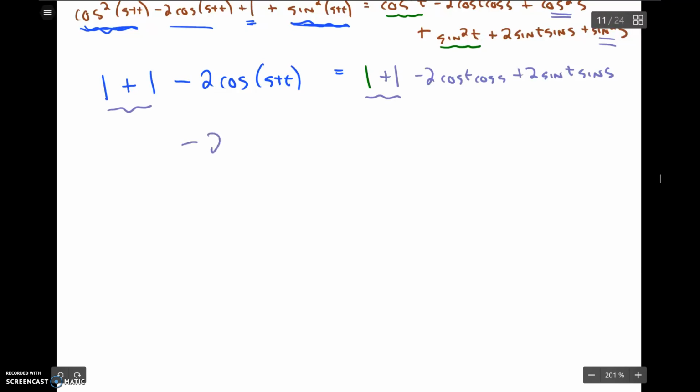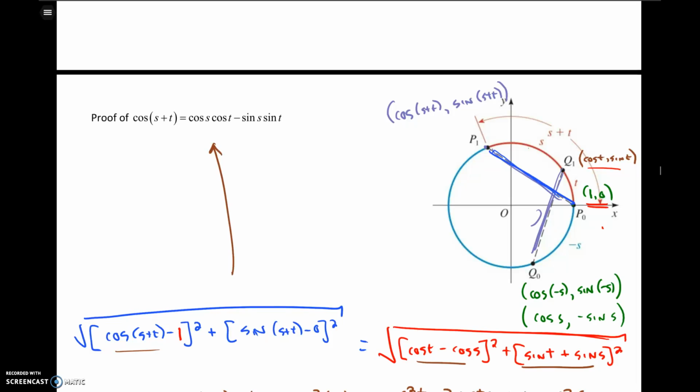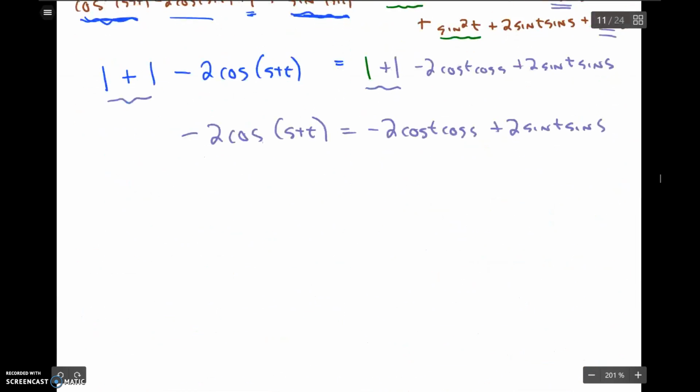I kind of want to just be done. We're right there. Negative 2 cosine t cosine s plus 2 sine t sine s. So do you see how close we are? We got the cosine and cosine, cosine, sine, sine. Let's get rid of those 2's. Divide this by negative 2, divide this by negative 2, divide this by negative 2. So I get the cosine of s plus t.